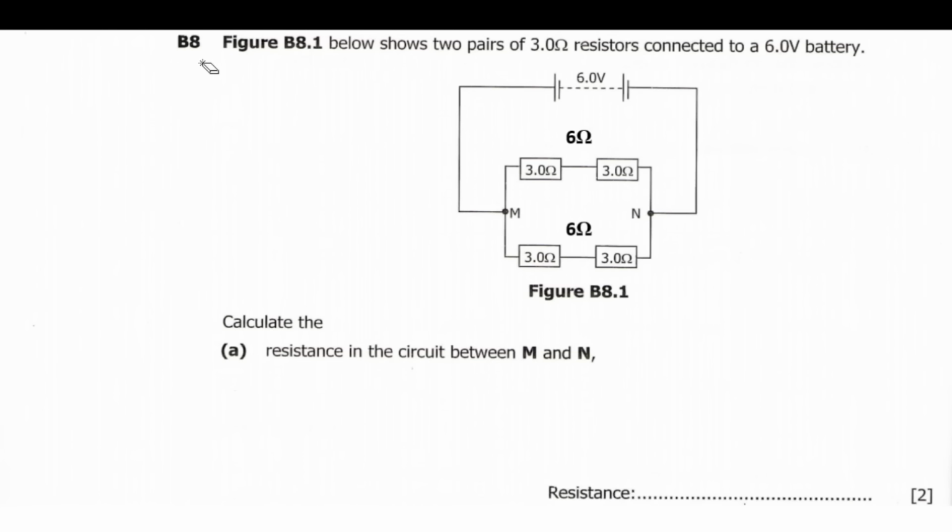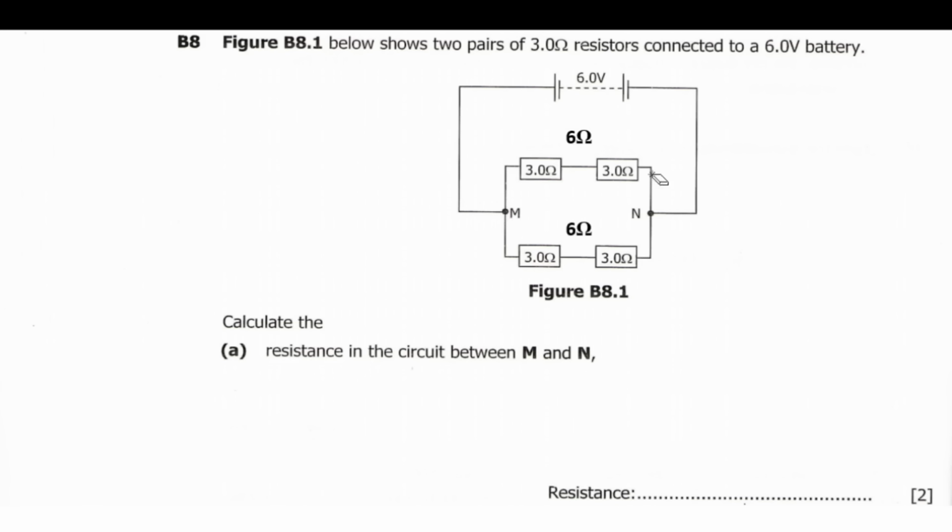Then you come to question 8. It reads: Figure B8.1 below shows 2 pairs of 3.0 ohm resistors connected to a 6.0 volt battery. So you have this figure showing these pairs of resistors, each 3 ohms. Now they are saying calculate the resistance in the circuit between M and N.